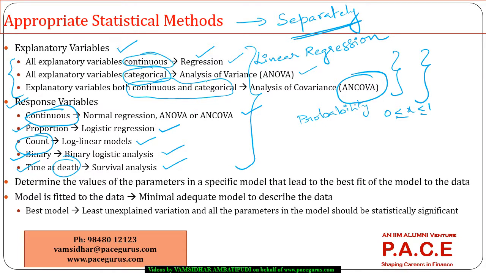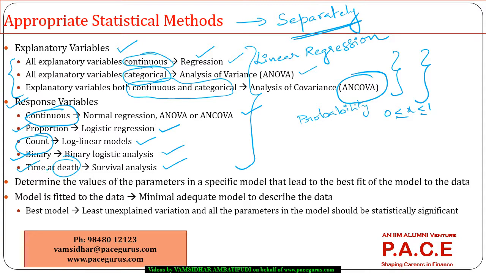So we would be spending one session separately on each of these methods so that we get a good hang of it. But this is a kind of big primer which you have to be comfortable with. If my explanatory variables are like this and my response variables are like this, I should be in a clear position to understand which method is most appropriate for my data.